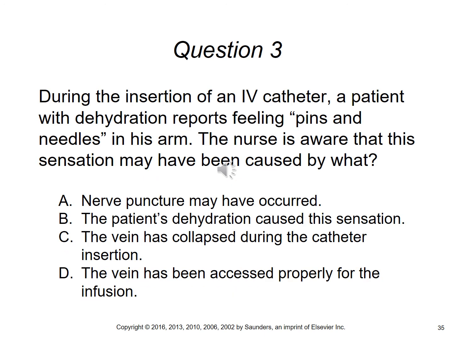Okay, so during the insertion of an IV catheter, a patient with dehydration reports feeling pins and needles in his arm. The nurse is aware that this sensation may be caused from what? So let's look at it. A nerve puncture may have occurred. The patient's dehydration causes the sensation. I've never heard of that. The vein has collapsed during the catheter insertion, but it wouldn't cause pins and needles. And the vein has been accessed properly for the infusion. Well, that wouldn't cause pins and needles as well. So the only correct answer is the nerve puncture. Anytime you see pins and needles, there's a nerve problem. Okay, so A is the correct answer.